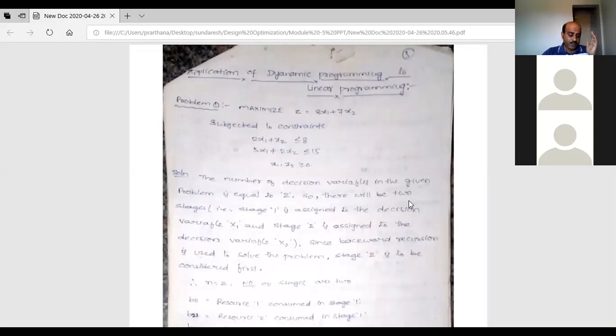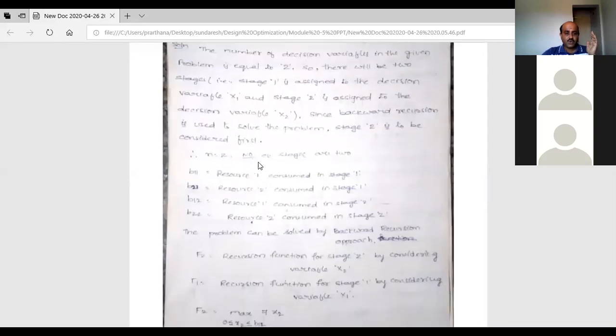Therefore, you can write it as n is equal to 2. You can see here n is equal to 2. The number of stages is 2. In this, you have certain resources, as we are going to call them. This is one step we are going to use in our backward recursive method, or application of dynamic programming to linear programming.